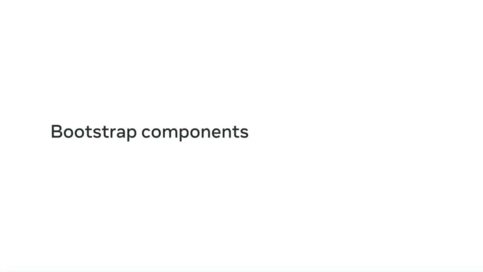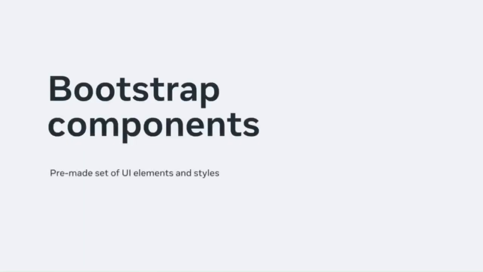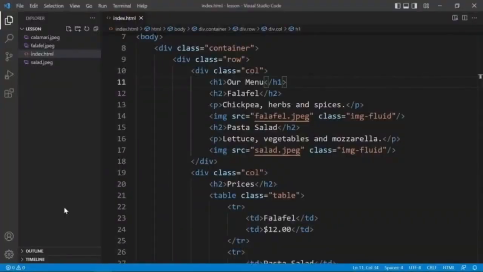Bootstrap includes a pre-made set of UI elements and styles to help you build your website. They range from alert messages to navigation menus. These are called Bootstrap components. In this video, you will learn how to use Bootstrap components. Little Lemon have added a new fried calamari dish to their menu, and they want to add it to their website. They also want to update their website to use Bootstrap components. First, let's add the new dish.